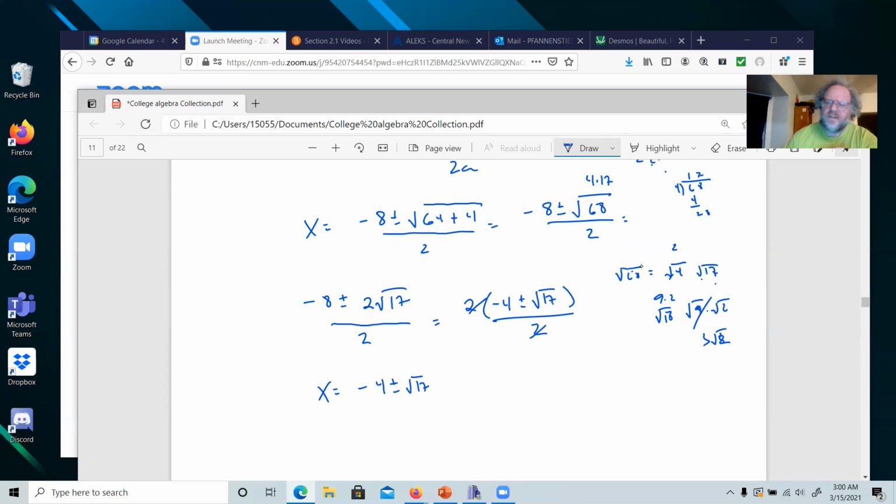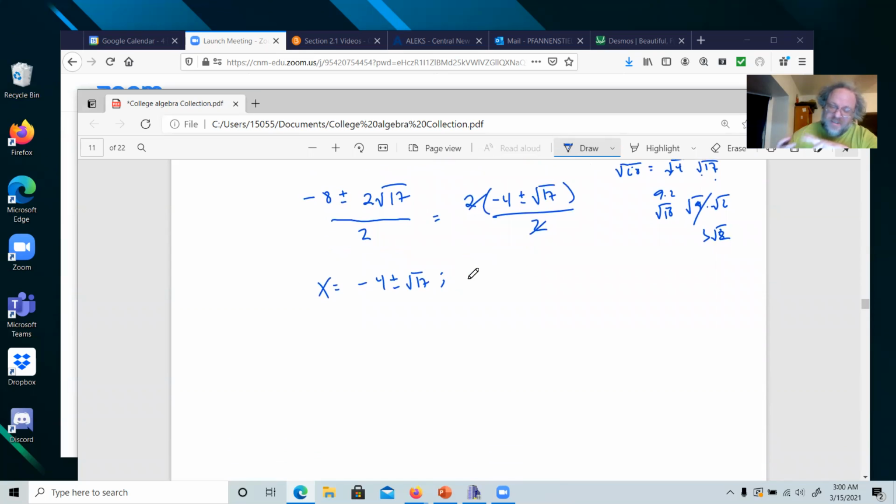What was the question? I get it's hard because these are all long processes, and at some point you're like, what was I asking? So remember, this was the answer to the question: what are the x-intercepts? So the points, right, -4 plus root 17, 0, and -4 minus root 17, 0.